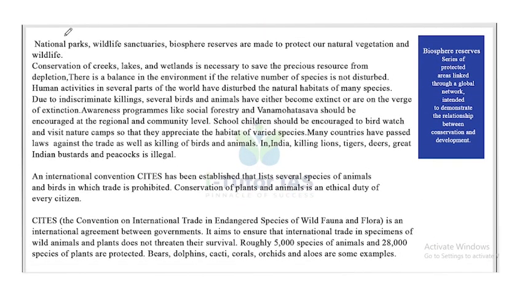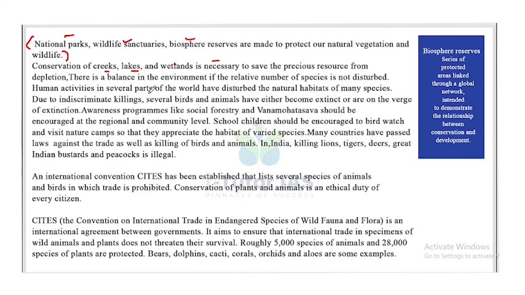Now, national parks, wildlife sanctuaries, biosphere reserves are made to protect our natural vegetation and wildlife. So now let's look at some protection methods. Conservation of creeks, lakes, and wetlands is necessary to save the precious resource from depletion. There is a balance in the environment if the relative number of the species is not disturbed.